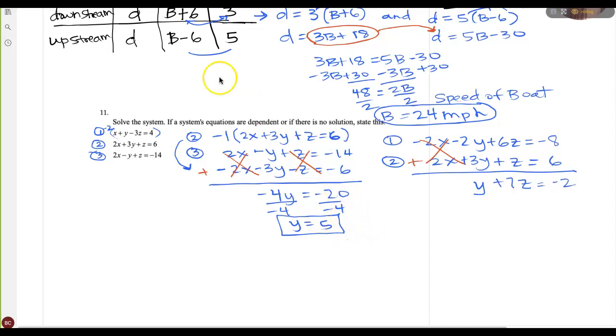And so I can use that and put 5 in place of y here, and that's going to help me find z. So let's do that.